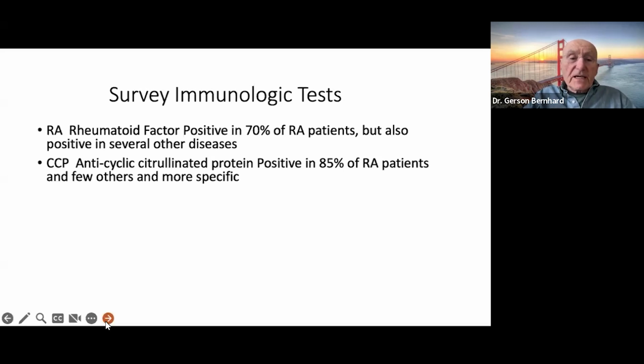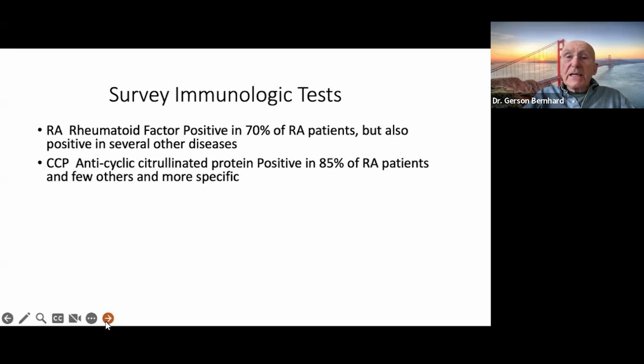Probably the more specific test is the anticyclic citrullinated protein, so-called anti-CCP. This is positive in about 85% of patients with true clinical rheumatoid arthritis, and it's much more specific. And there are a few other situations in which it is positive, and sometimes it's even positive before the patient has much in the way of clinical symptoms or clinical findings. However, don't concern yourself about that. It's really not that kind of a survey test that you would do with anybody coming in to your clinic.